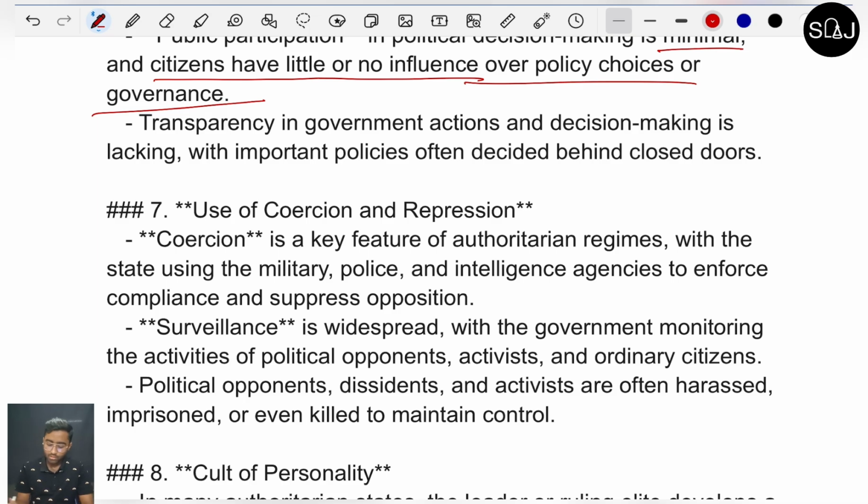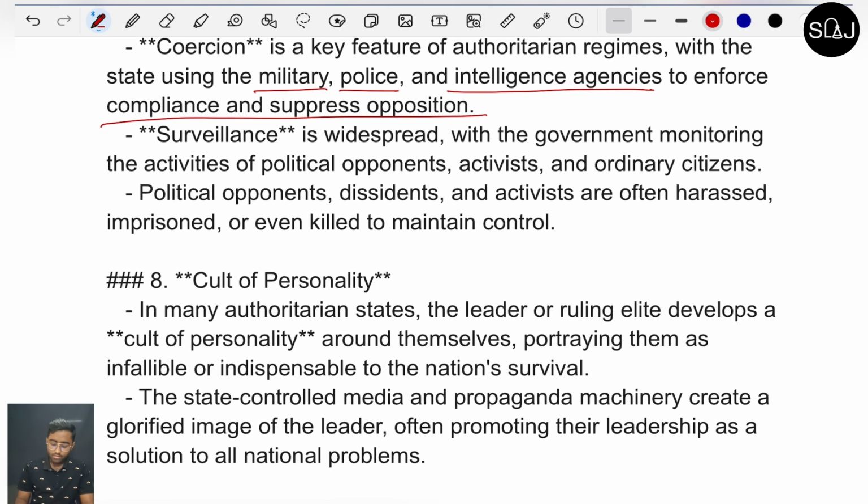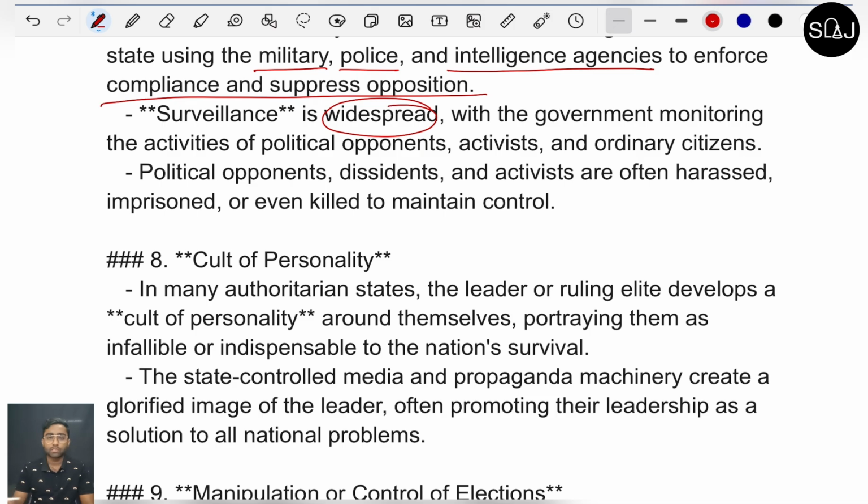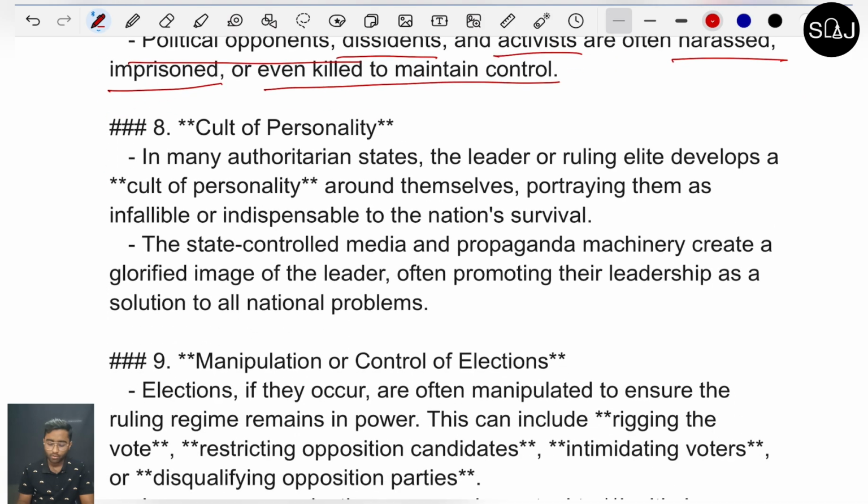Use of coercion and repression. Point number 7. Coercion is a key feature of authoritarian regimes, with the state using the military, police, and intelligence agencies to enforce compliance and suppress opposition. Surveillance is widespread, just like China. You have CCTV cameras everywhere, with the government monitoring the activities of political opponents, activists, and ordinary citizens. Political opponents, dissidents, and activists are often harassed, imprisoned, or even killed to maintain control.